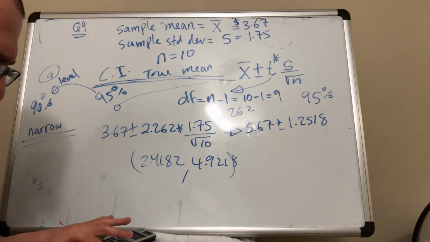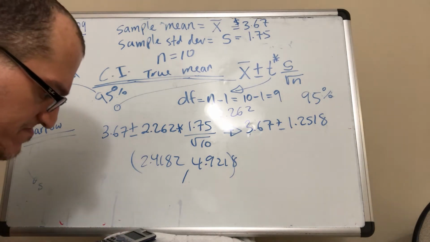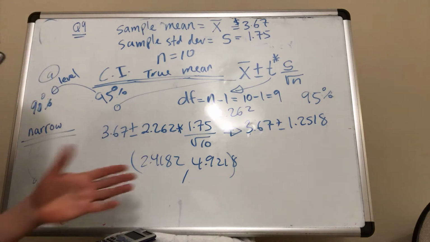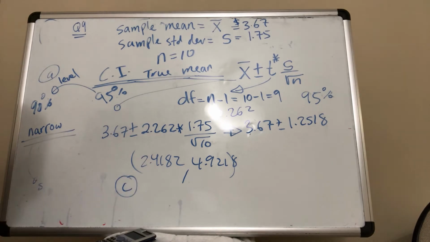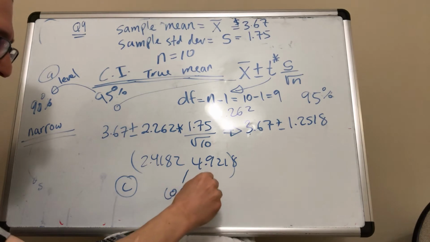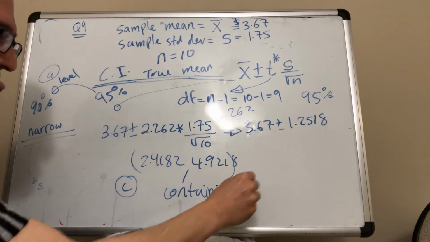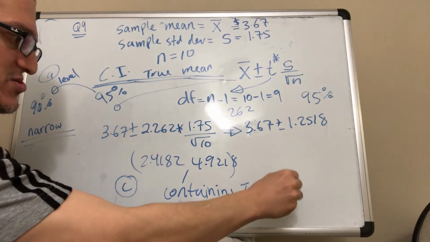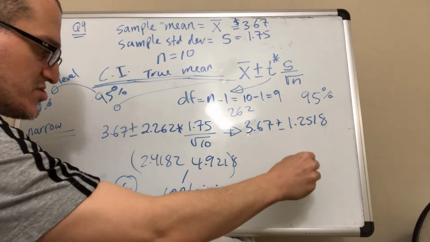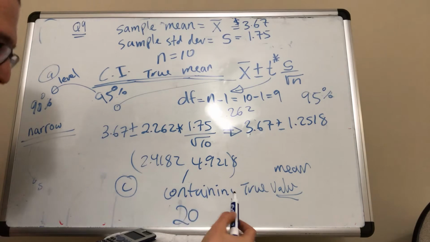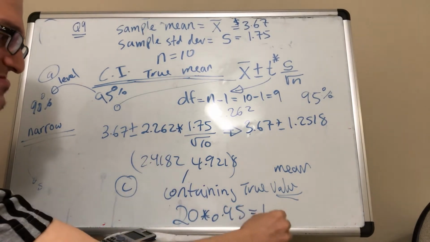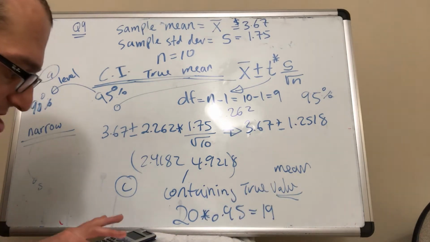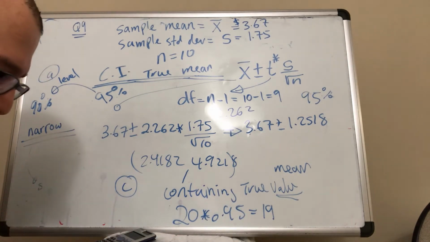This is similar to a previous question. Remember, if you perform this confidence interval 20 times, how many of those times do you think it will include the true value, or true mean, or true proportion? If you do it 20 times, and every time at 95%, then 95% of 20 means there will be 19 times that it provides the true value.